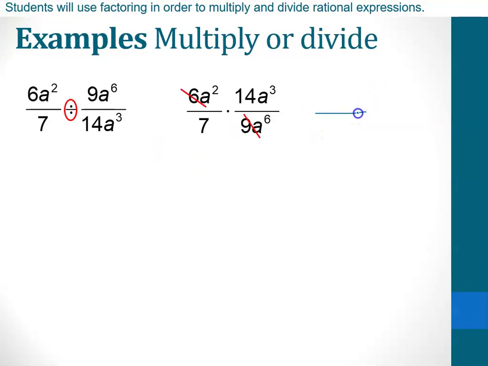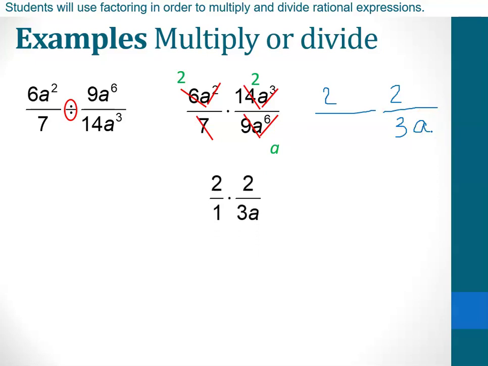So if I wanted to, I'm going to have a 2 here, right? And I'm going to have a 3 here. Then I know that 7 goes into 14, so that's going to leave me with a 2 there. Then when I look at my variables, 2 plus 3 is 5, so that's a to the 5th divided by a to the 6th. So when I cancel, that leaves me with an a in the denominator. So my final answer would be 4 divided by 3a.